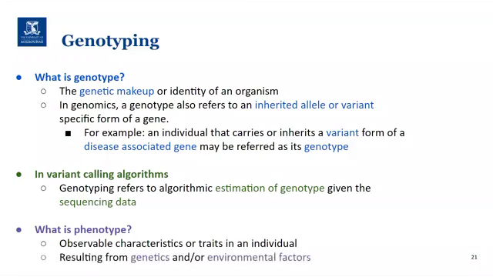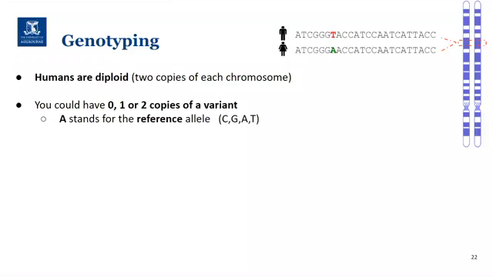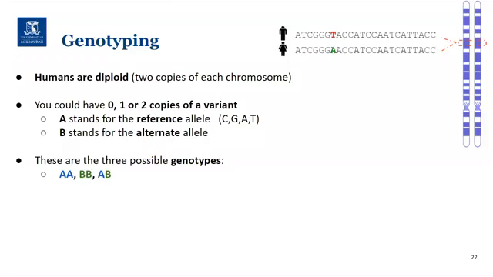So humans are diploid. So we do have 2 copies of each chromosome, coming from each of our parents. And when it comes to genotyping, we can have, for a given variant, 3 possibilities. We can have 0, 1, or 2 copies of a given variant. And these will make up 3 different genotypes. So let's call A our reference allele, B the alternative. So we have 3 possible genotypes, which would be AA, BB, and AB. Okay?